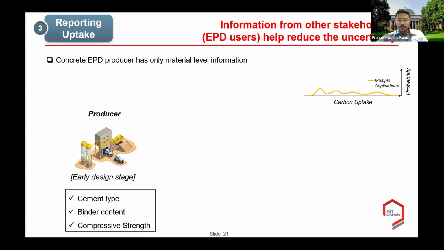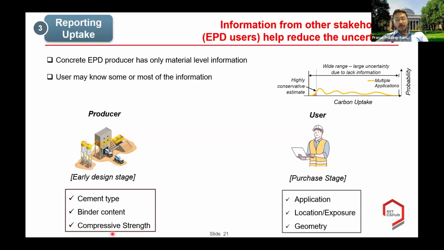So often the producers who prepare the EPDs for their mixed designs may have material level information such as the cement type, the binder content, and the strength of the concrete, but nothing related to the end use application of the concrete or the mixed design that they're preparing. And from a carbon uptake perspective, this results in a significant amount of uncertainty due to the vast applications into which that particular mixed design could go. Reporting a conservative uptake value from just the material level information could be unrealistic in nature.